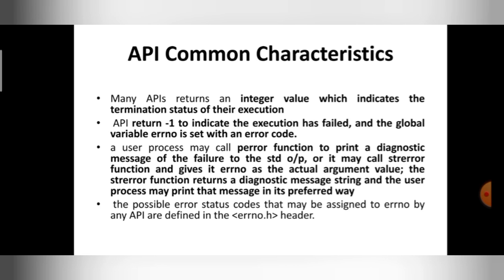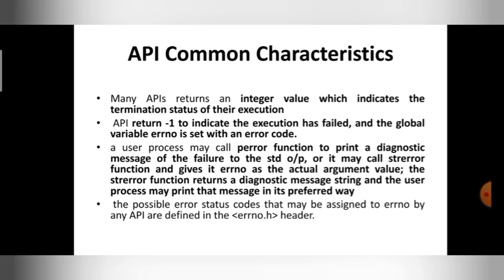So every API returns an integer value which indicates the termination state of its execution. They can terminate properly or they can terminate with an error code also. That is possible. Getting, guys? For example, an API returns -1 to indicate the execution has failed. If an API returns -1, we should understand that the execution has failed.